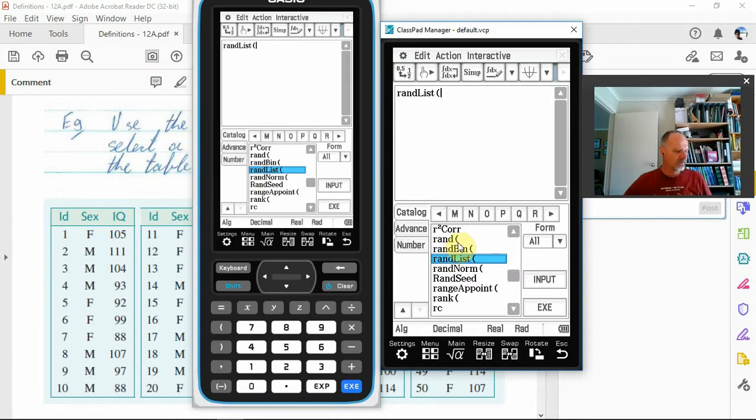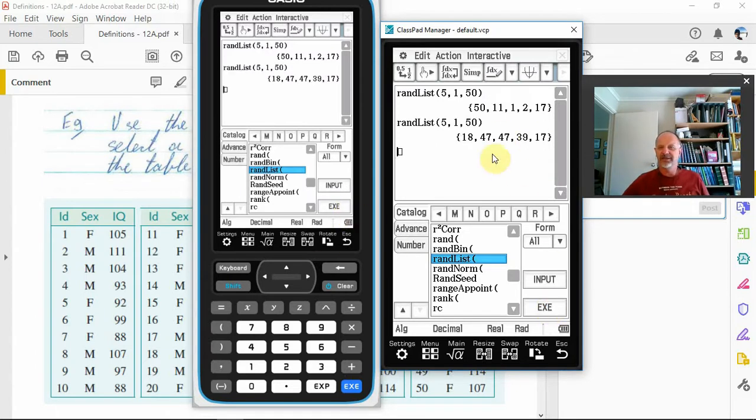We want 5 people, between the numbers 1 and 50. When I press EXE, it's now going to put a list down here. There we go: 50, 11, 1, 2, and 17. Now you'll notice if I do that again, I get a different set of numbers. That's supposed to happen. You get a different one each time because it's generating random numbers.